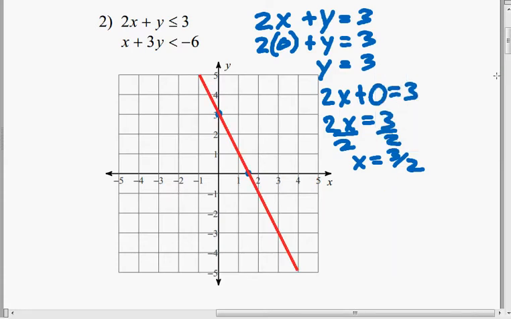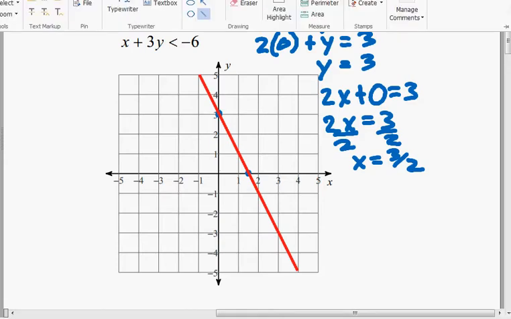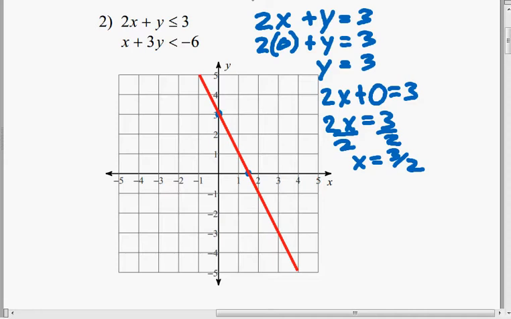And I think about shading now. So to shade this, I'm going to go to a point. Actually, on this one, I'm going to try a different strategy. I'm going to pick a point on one side of the line and see if it works in that inequality. And the point I'm going to pick is the easiest point to calculate. The easiest number to multiply or add is 0. So I'm going to pick the point 0, 0. And I'm going to try that in my inequality. So I'll come back over here.